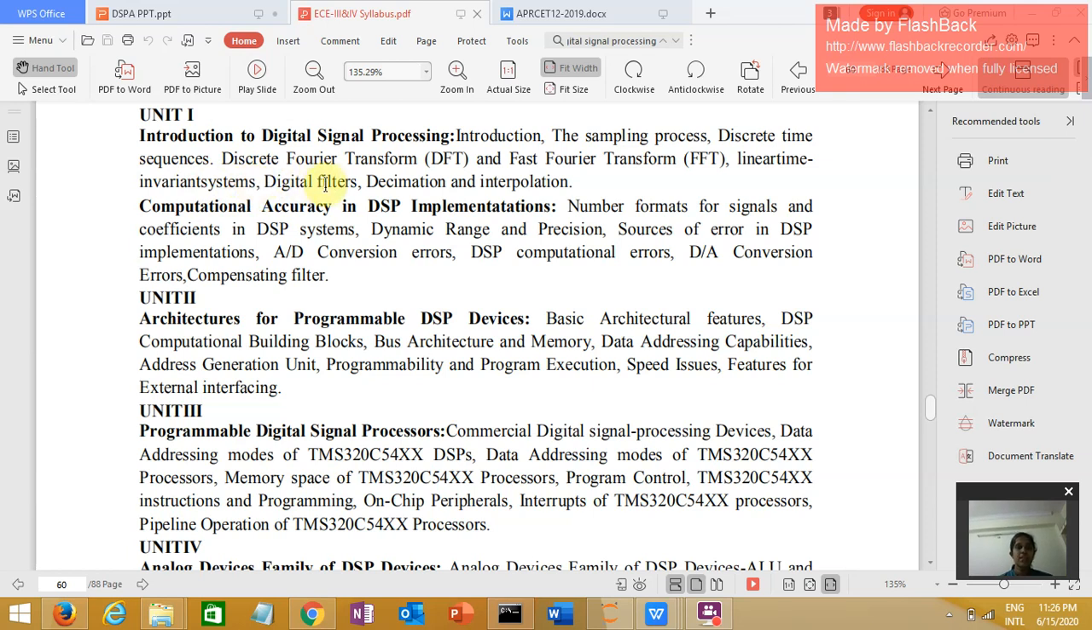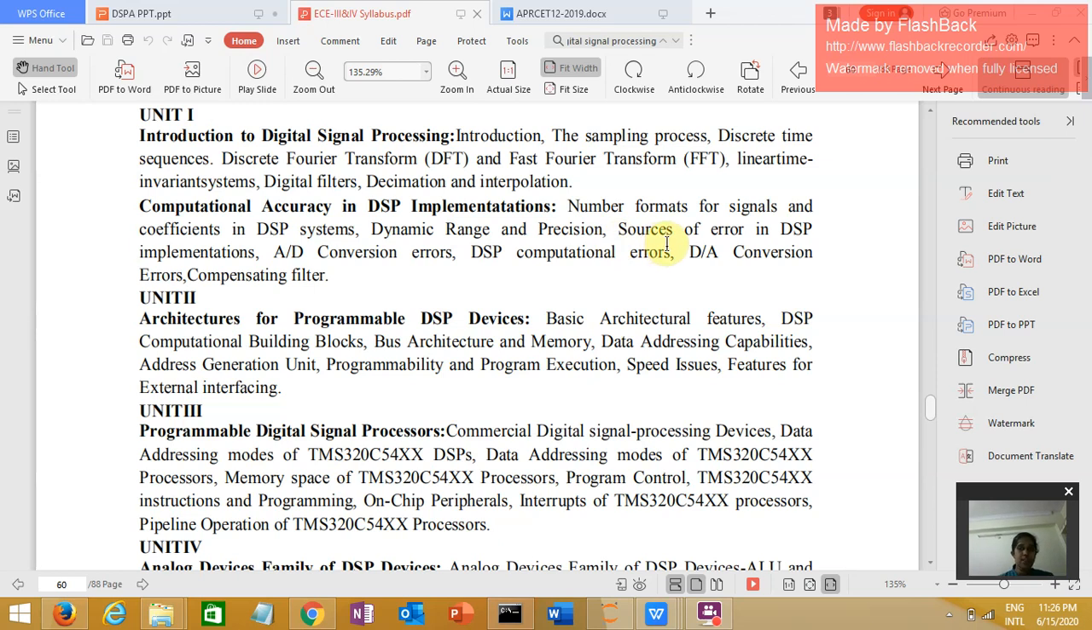Coming to digital filters, here we are going to discuss IIR and FIR filters. And decimation and interpolation are general operations of DSP; we call them DSP operations. What does decimation do? It just decreases the sampling rate. What does interpolation do? It just increases the sampling rate. Why there is a requirement to decrease and increase the sampling rate, all that we are going to discuss in this topic of unit 1. Coming to the second part of unit 1, here we are discussing the number formats.